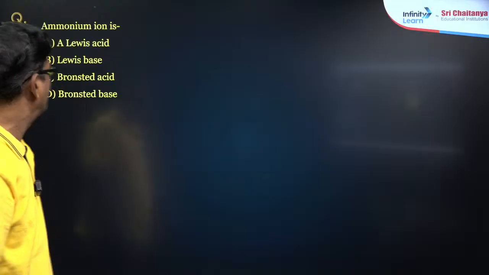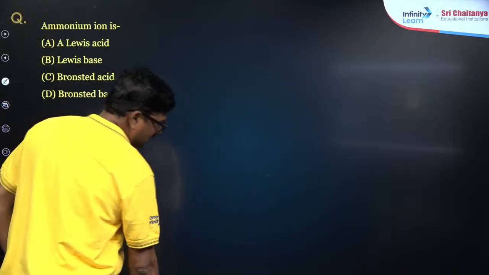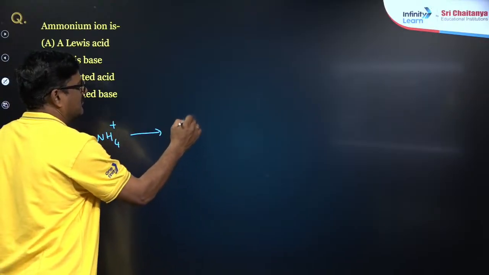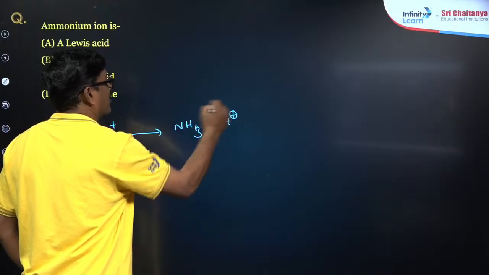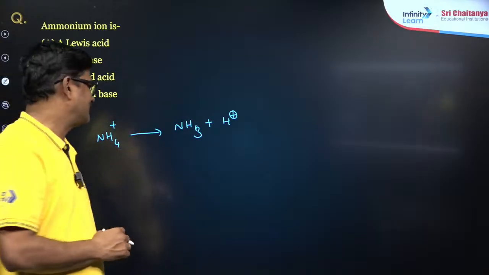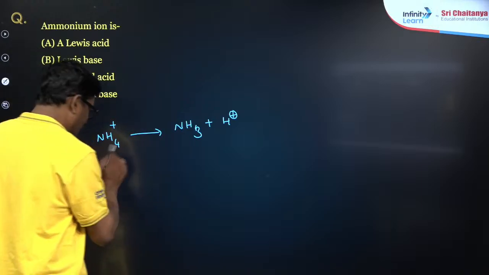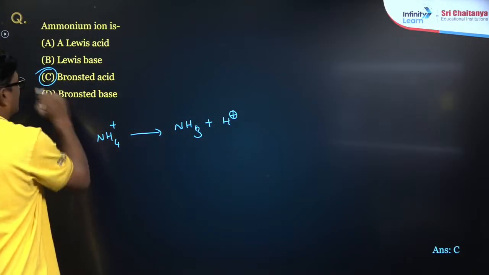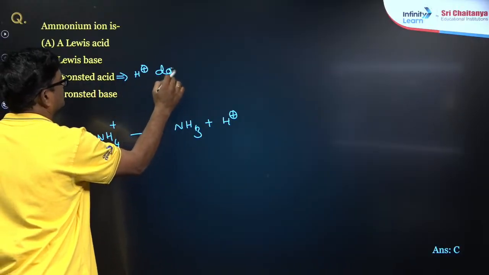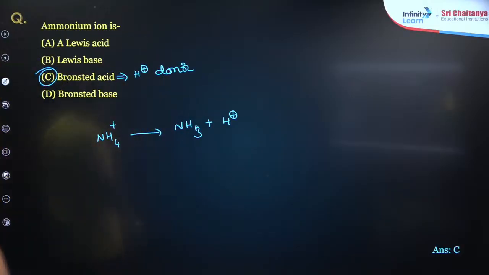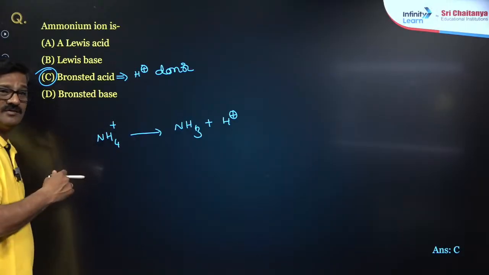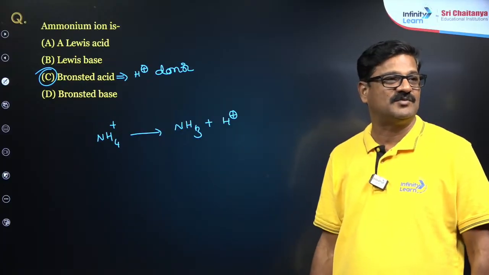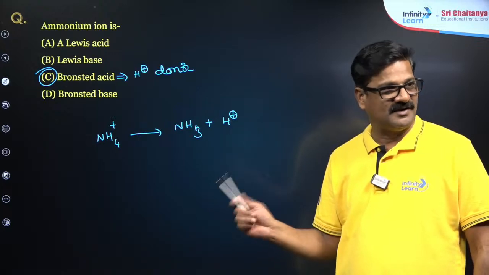Next, ammonium ion is. Ammonium ion can give rise to ammonia plus H plus. It's a proton donor, H plus donor. So it is a Bronsted acid. It is going to be answer C. As a Lewis base, it cannot take any electron pair, because nitrogen's maximum covalency will be 4. Okay, correct yourself, children.